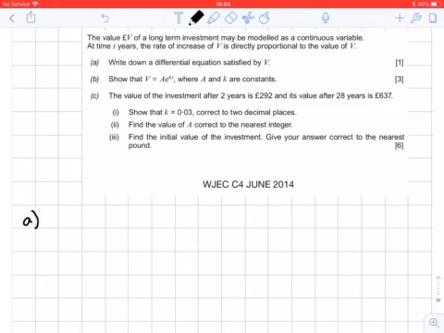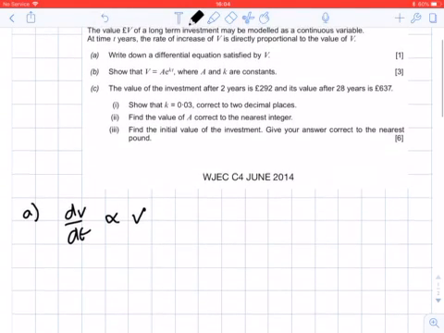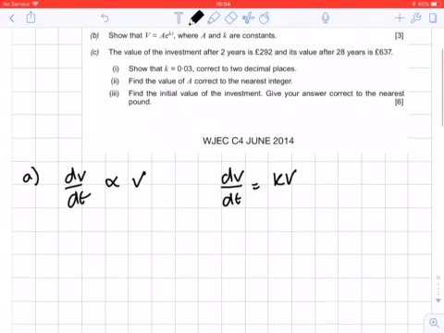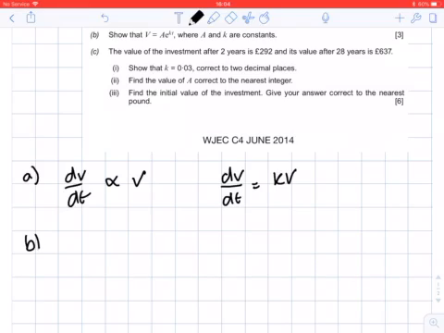Well, if we were doing this in GCSE, the first stage we would do is we'd say, well, hang on a minute then. The rate of change of value with respect to time, dv by dt, is directly proportional to v. And obviously it's positive v because it's increasing. Now, if I wanted to put this into an equation, I would put in a constant. So I would write dv by dt is equal to kv. Part B, show that v equals a e to the kt, where a and k are constants.